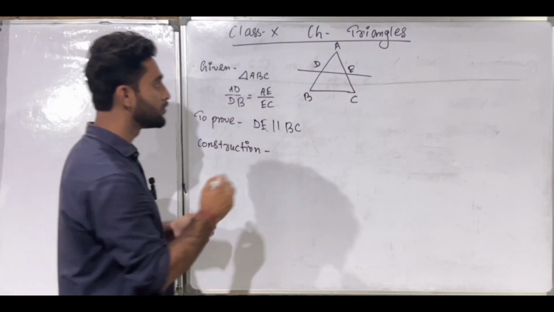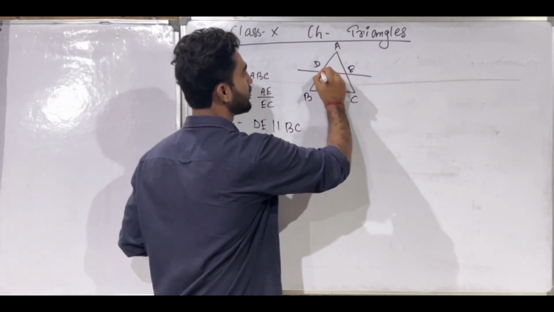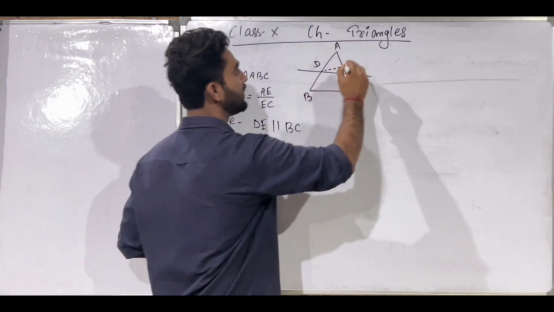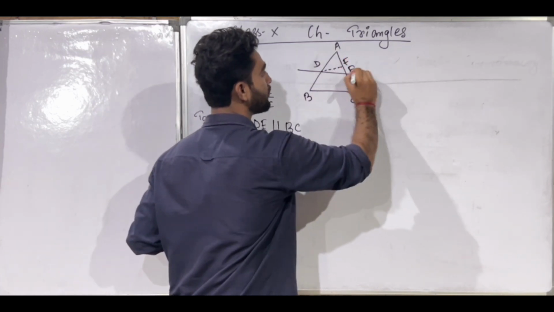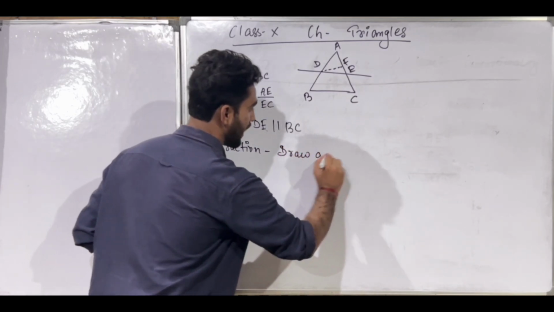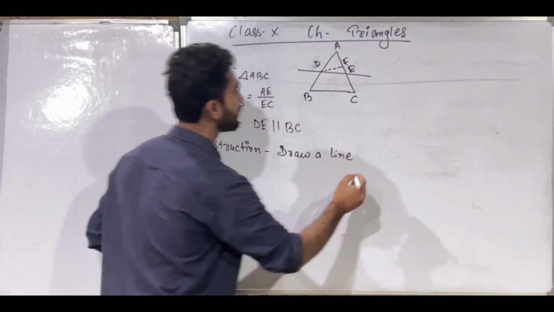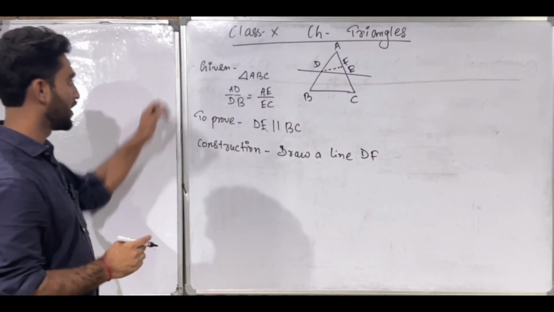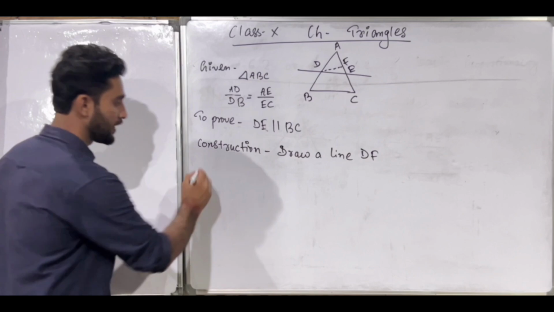Let's suppose the points A, B, C, D, E, and let's suppose this one is F. Draw a line DF. Now, given, to prove, construction done. Next, proof.